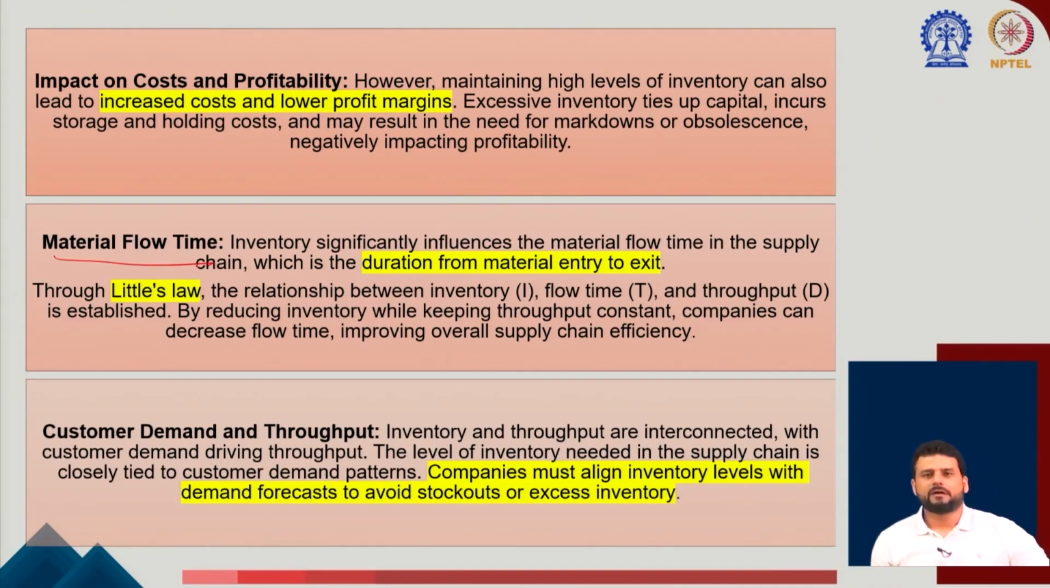Material flow time is the time required from the entry to the exit point. Usually we have this Little's law, I = D × T. Here I is the inventory, T is your flow time, and D is your throughput rate. Throughput rate is the rate at which sales to the end customer are happening. So how frequently sales are happening will be reflected by your throughput rate, right?